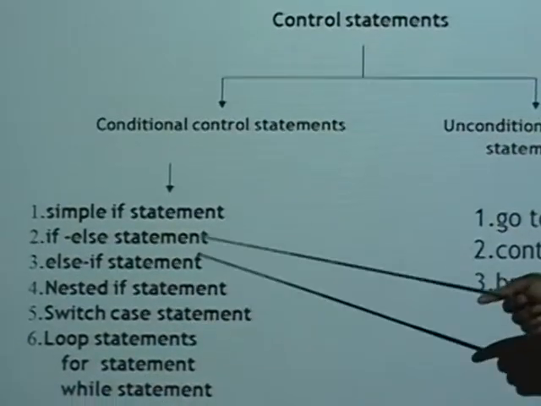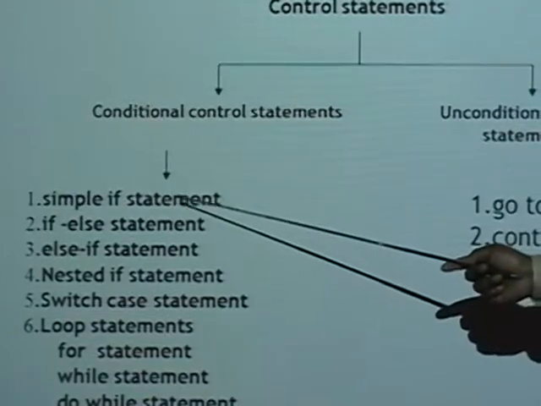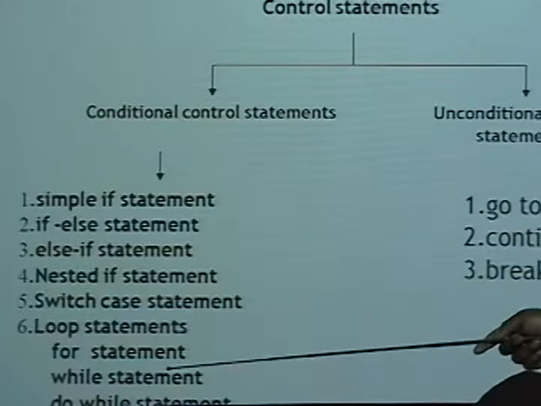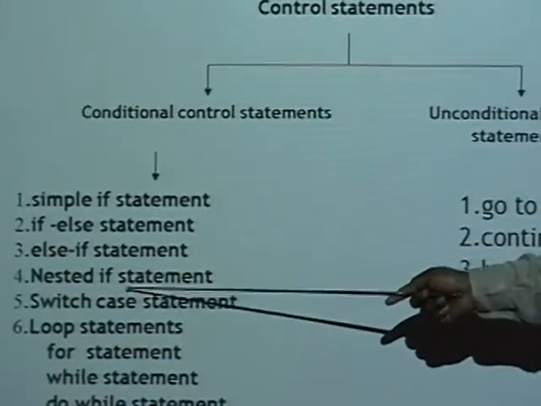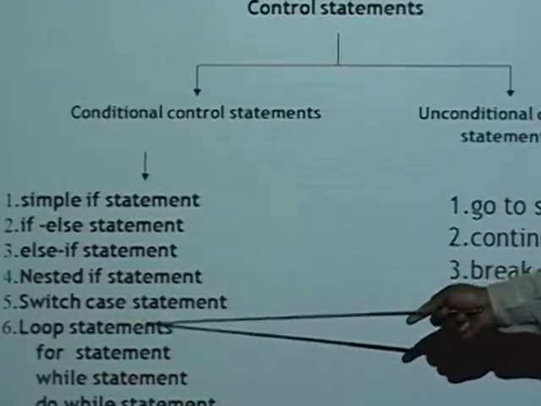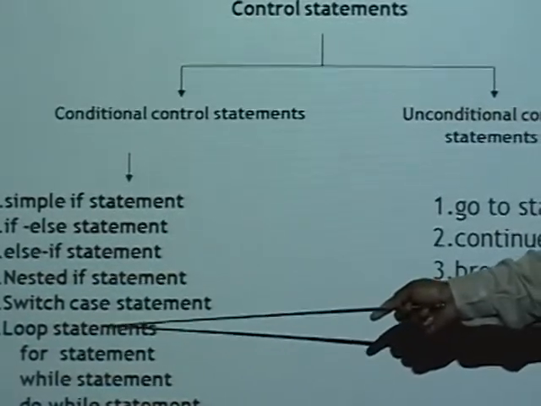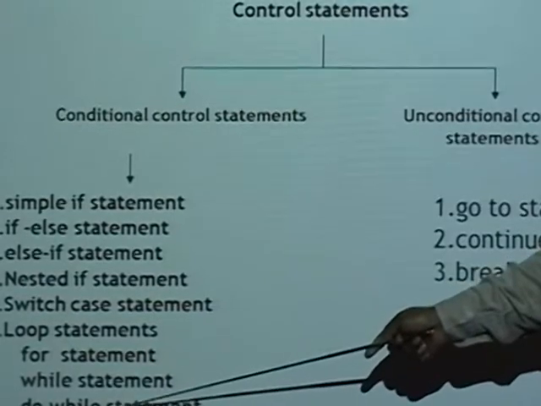The main part of conditional statements is that it evaluates a certain condition and sees if it is true or not, and based on the condition it will execute a loop or execute the statement block. So we have an if statement, if else statement, else if statement, nested if statement, switch case statement, and loop statements. The loops are also divided into 3 parts: we have a for loop, a while loop, and a do loop.